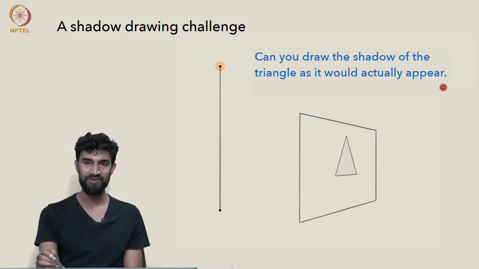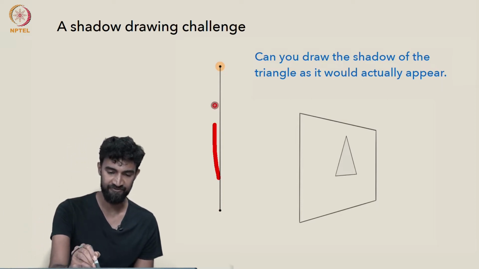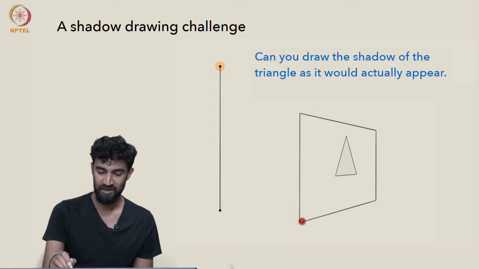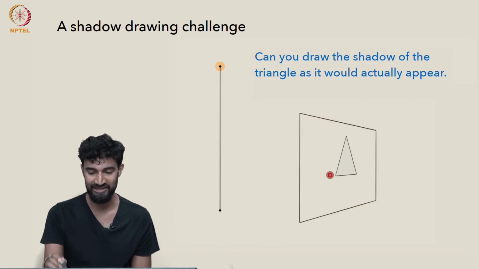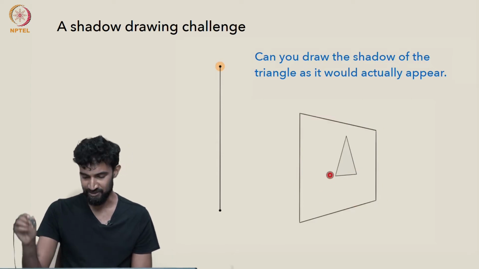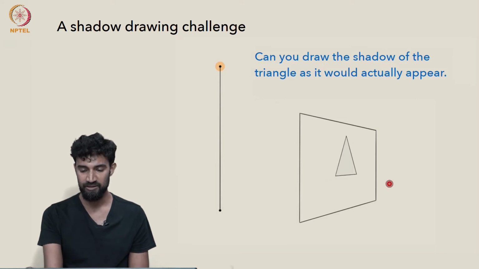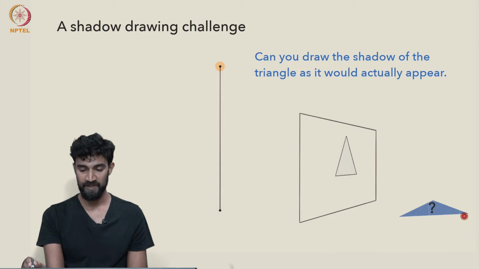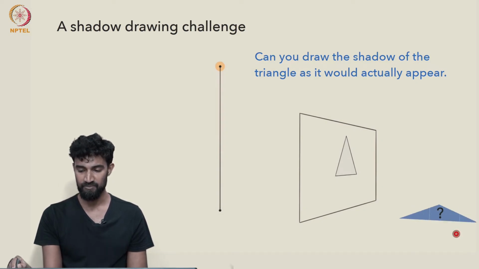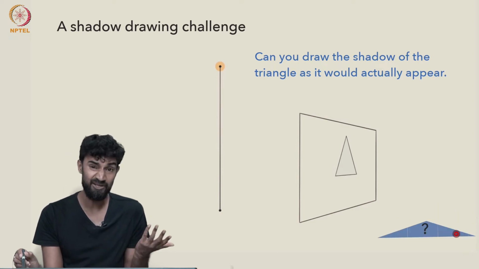Now, let's remember what this scene consists of. It's a vertical lamppost casting light on a vertical signboard made of glass. And there's a triangle on that glass. And we want to know where the shadow of that triangle will sit. Where will it appear? Is it going to be over here, or maybe over here, or maybe over here?